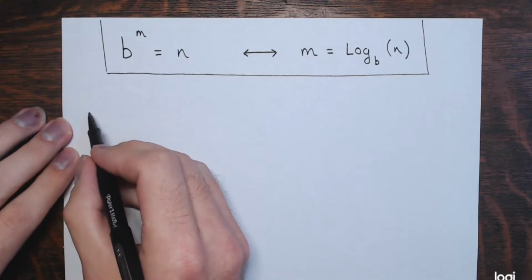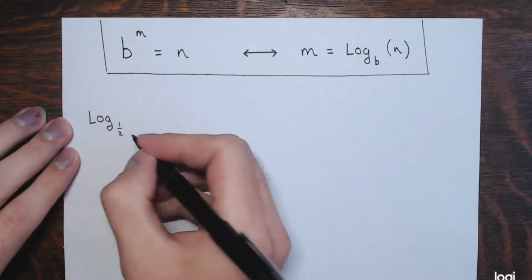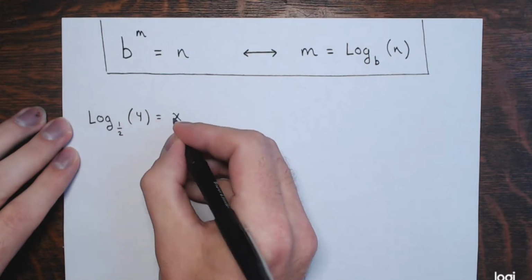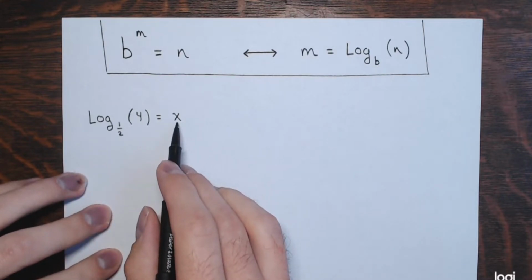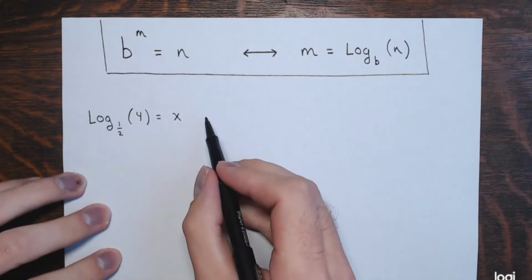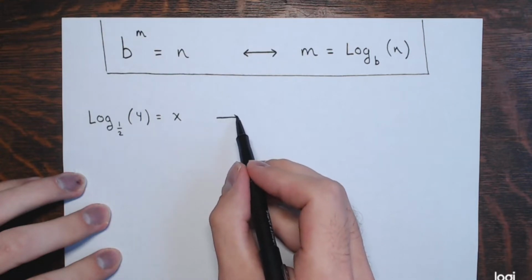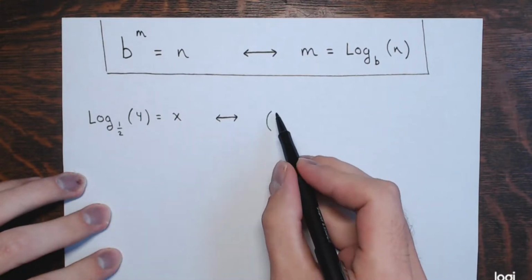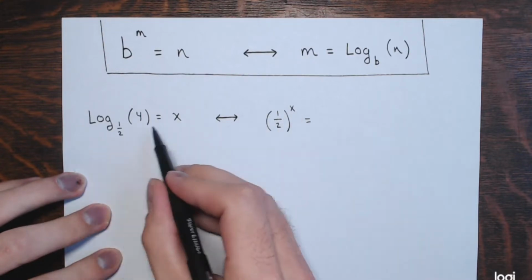Now, we are asked to find the value. We have log base 1/2 of 4 equals x, and we're asked to find x. Well, if you'd like, you can change it to exponential form. This means the same as 1/2 to the x equals 4. 1/2 to what power is 4?